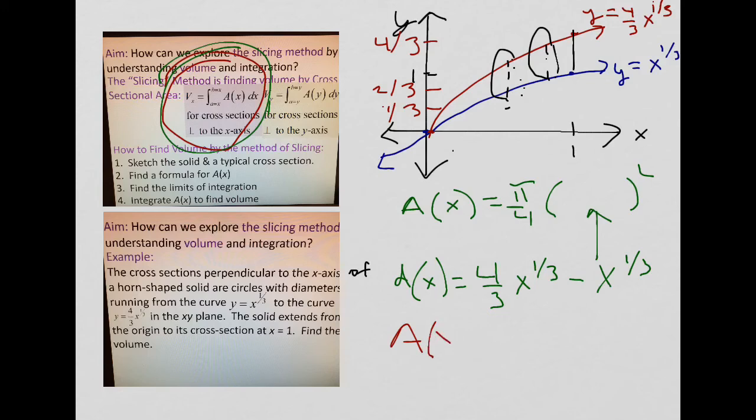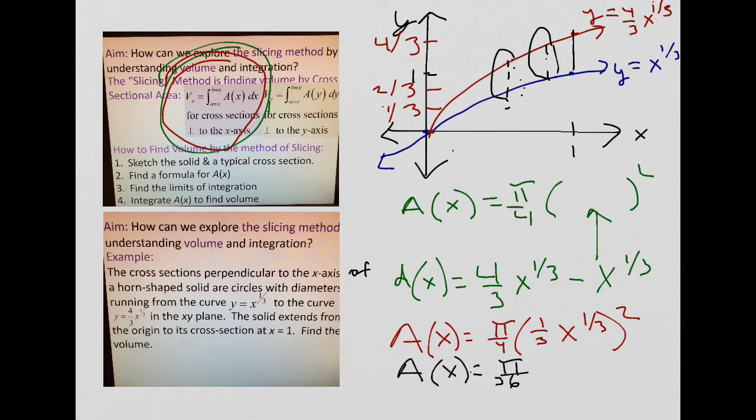then we can finish off our formula for area. So A of x would end up being pi over 4 times 1/3 x to the 1/3 power, squared. Do simplify because it'll be easier to integrate when we have to do that. So I'm going to write this, once we square it, as pi over 36 x to the 2/3, because x to the 1/3 times x to the 1/3, same base, add the exponents, it becomes 2/3.